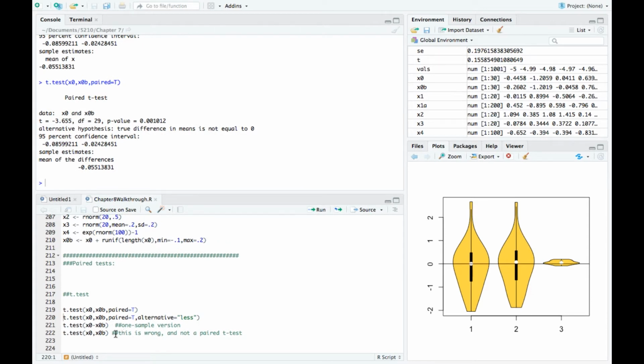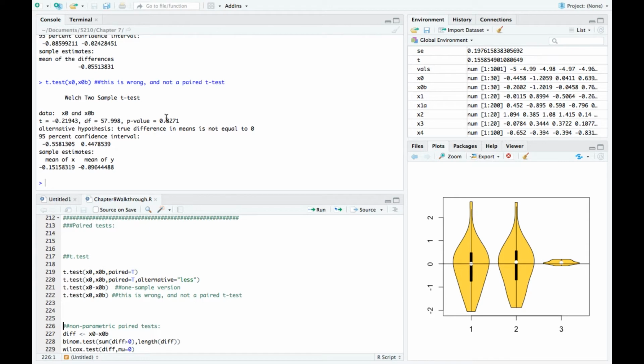But if you forget to tell it paired, then it gives you a different number, and now it's no longer significant, because it's saying, I want to know if this distribution differs from this distribution, but there's no way I know which observation here is linked to which observation there. And so if it says Welch's two sample t-test, and you're trying to do a one sample or a paired t-test, you've done the wrong thing. You haven't put the paired in. So be careful that you make sure you use this appropriately. It's also incorrect to use this if it's not paired. So be careful that you understand what this argument is.